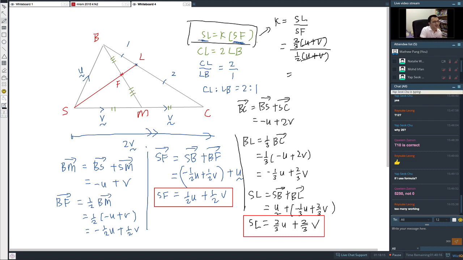It's quite a lot of steps over here. So yeah, you need to find one by one. You need to understand the diagram. You need to understand all the information given. Then you have to find one by one.